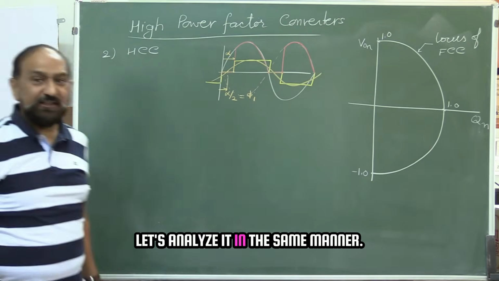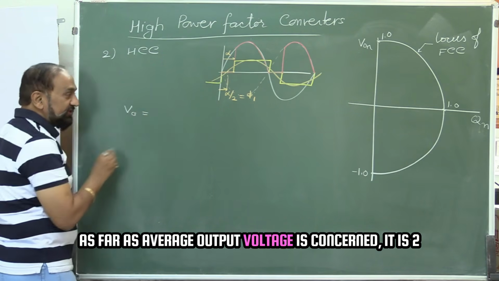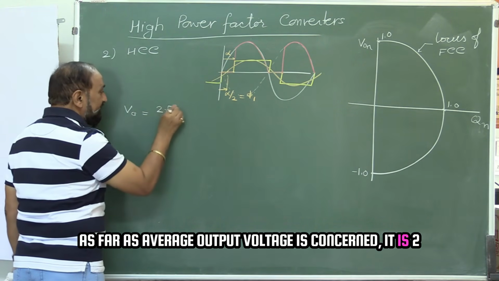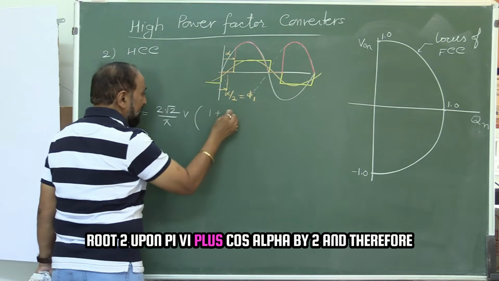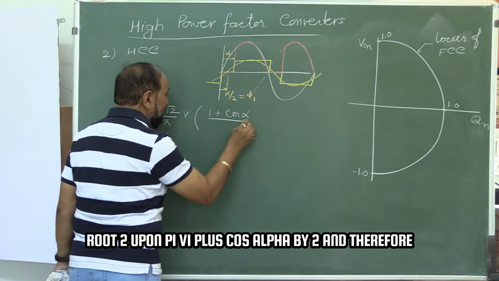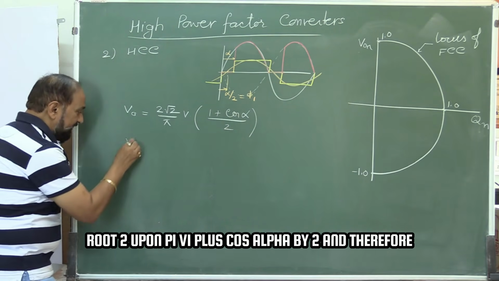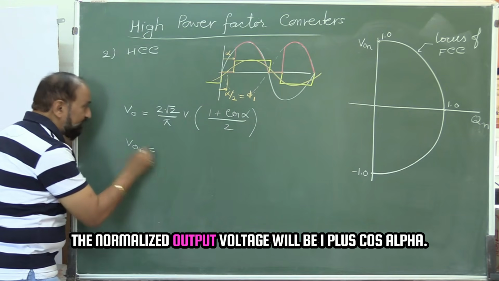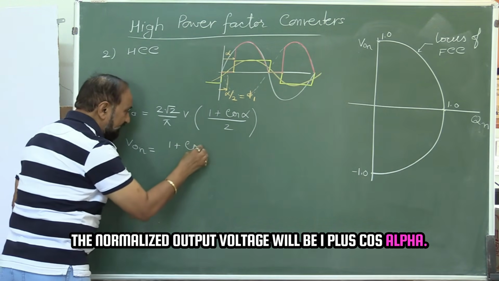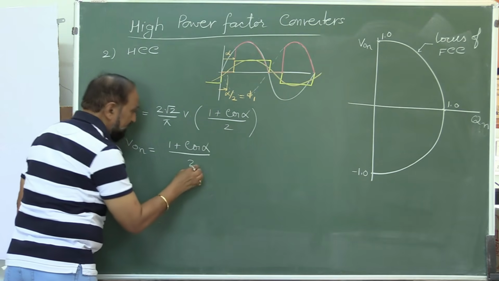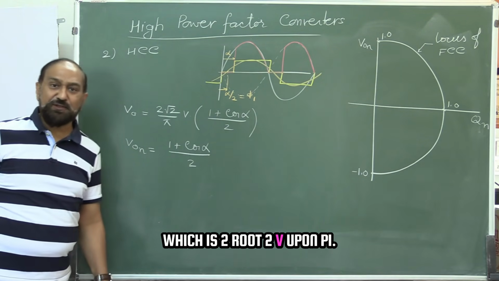Let's analyze it in the same manner. As far as average output voltage is concerned, it is 2 root 2 upon pi V into 1 plus cos alpha by 2. And therefore the normalized output voltage will be 1 plus cos alpha by 2. Divide this by the maximum value, which is 2 root 2 V upon pi.